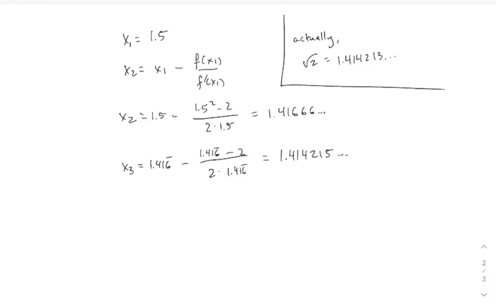This is how you do Newton's method. Once you know the formula, really there's not much to it. You plug it in, and it works great. Any questions about that one?